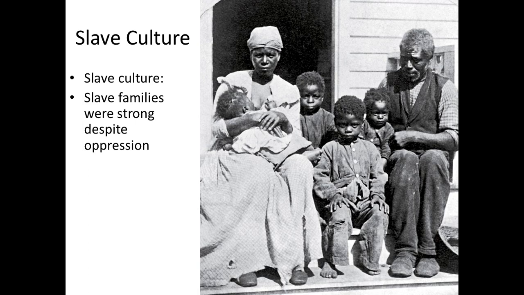Because the slaves had so little, actually, they owned pretty much nothing. They did not own their shelter, that was the master's. They did not own their clothing, that was the master's. So what did they have? They had each other. So within slave culture, families are going to be very strong.